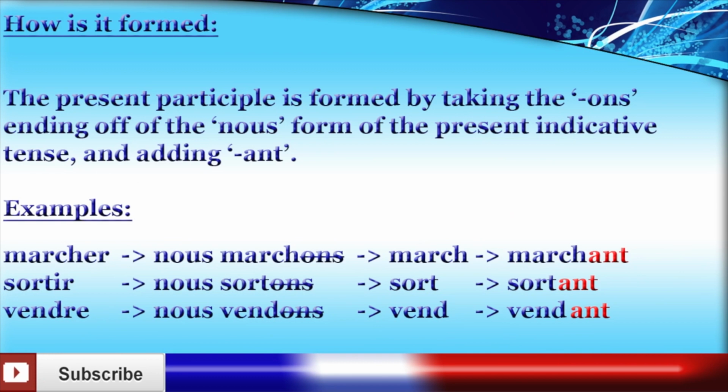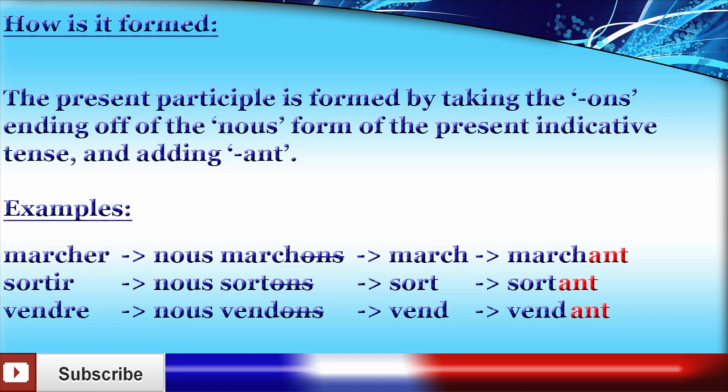So, you now know that the present participle ends in ant, but how do you actually form it? Well, thankfully, it's quite simple, unlike a lot of other grammatical things in French, as you may know. All you need to do is take the nous form of the present indicative tense of the verb that you want the present participle for, take the ons ending off, and add ant instead.